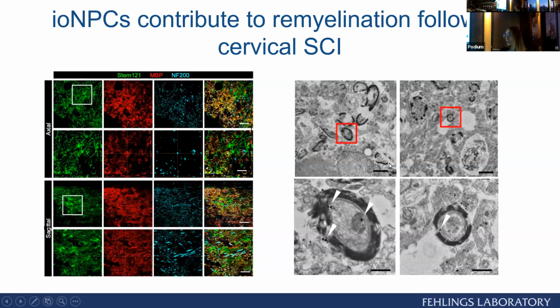And then we also performed immuno-electron microscopy. Wherever you see these white arrows and those black dots, they are signifying the transplanted cells. And because these transplanted cells are in close proximity to this thin structure here, and this one here, that's suggesting that remyelination is occurring.